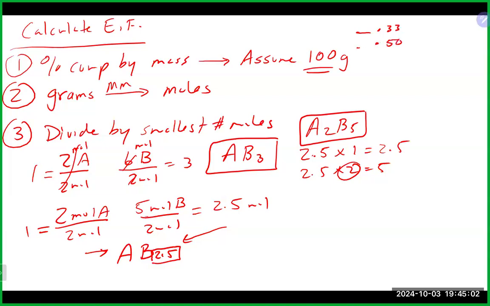0.50 is also a common ending when you divide. So those are again considered too far to round. You would need to figure out a factor to multiply it by to get to a whole number. Any questions on that there?